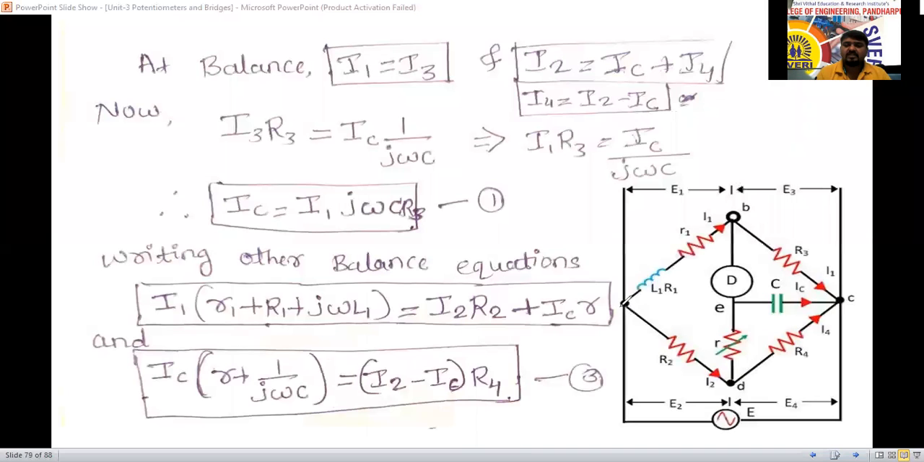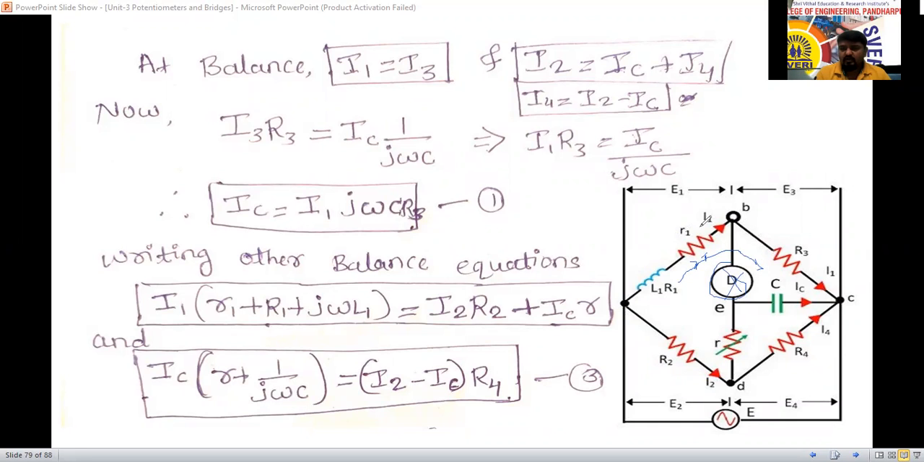I told you the balance condition: whenever the voltage drop across this one equals the voltage drop across this one, the balance condition will occur. Yes or no? The voltage drop across this and this, or across this and this here. And this has two branches, so one more we have to consider like this. For all conditions, we have to derive the equations. First, at balanced condition, the current flowing through the galvanometer is 0. On that condition, I1 equals I3. The same current will flow here. Yes or no?